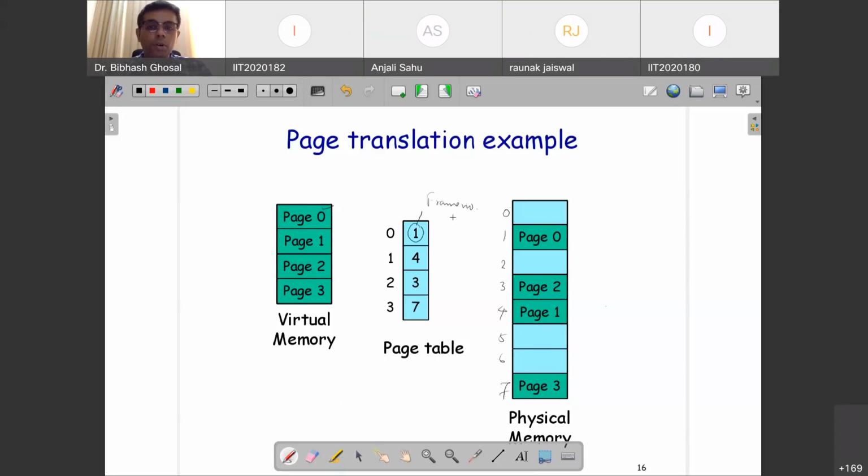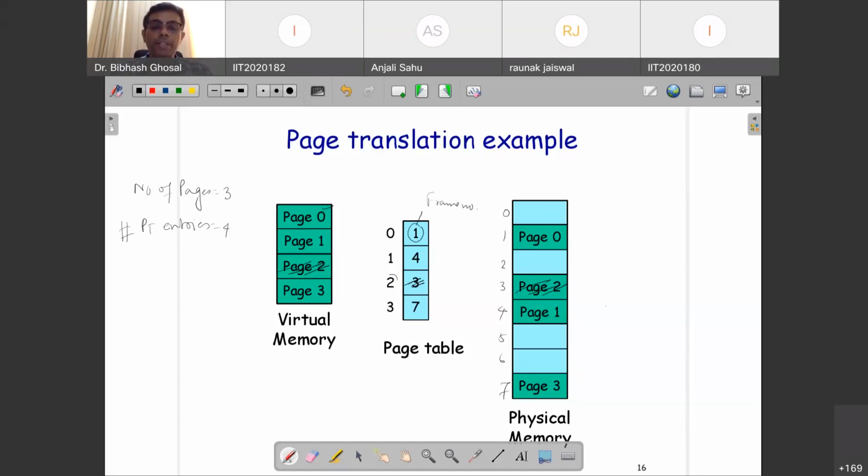Now, suppose there was no page number 2. Just page number 0, page number 1, and page number 3. So there is no entry for this. So number of pages is 3. Let us assume number of pages is 3. But the number of page table entries will still be 4, because the page table will have to take 0, 1, 2, 3.